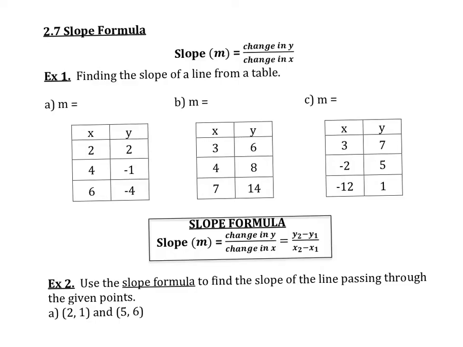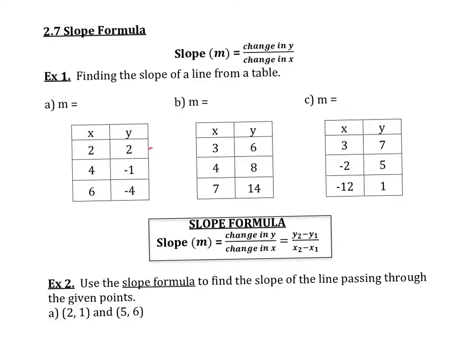Now example 1 is finding the slope from a table. If you already wrote this down with 2.4 notes, you do not need to write it again. But we didn't get to it in class, so most people did not write it down. So if I have a table and I want to find the slope, I'm going to use the fact that the slope is the change in y over the change in x. So I'm going to look at the y column first.